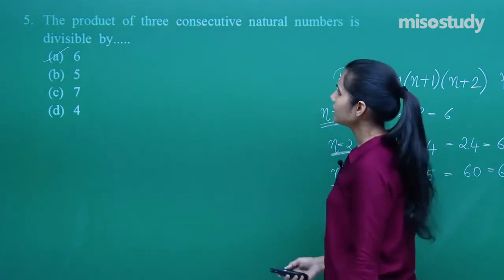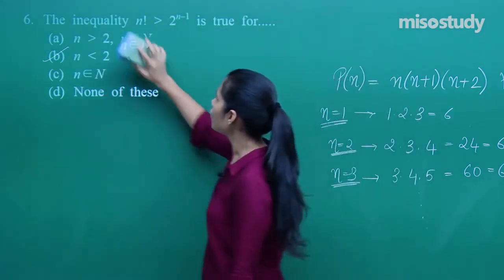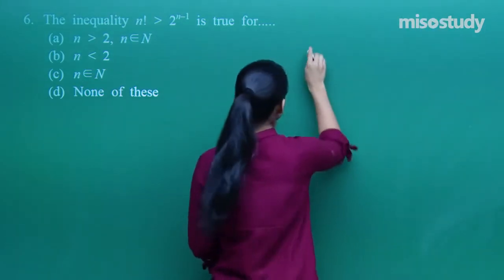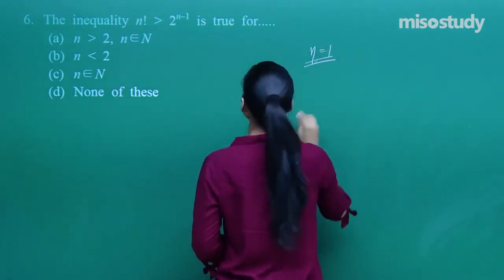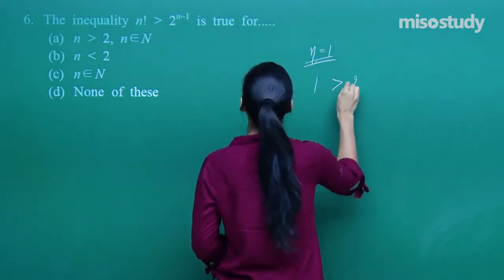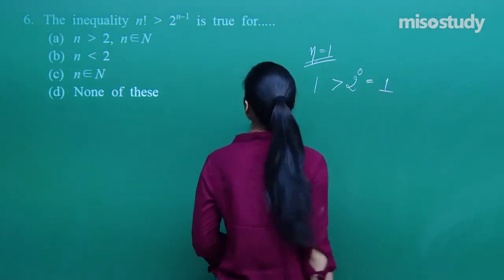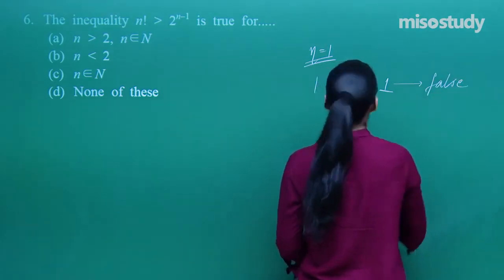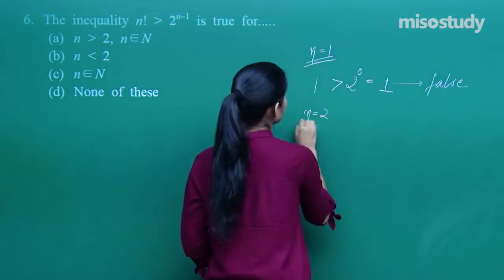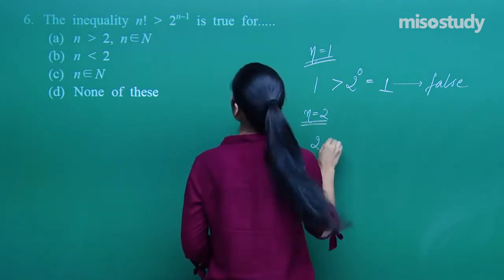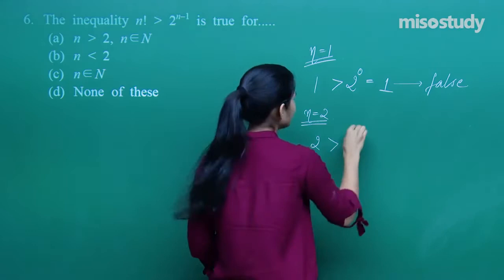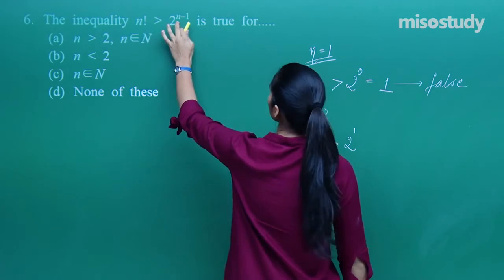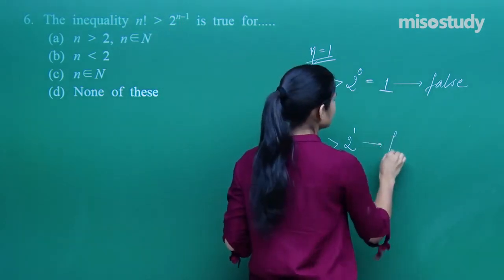Okay? Moving to the next question, we have this inequality. It is true for what all values of n? Let's try for n equals 1 first. If I put n equals 1, you get 1 factorial, which is 1, is greater than 2 to the power 1 minus 1, which is 2 to the power 0, which is 1, and this is false. Right? For n equals 2, this becomes 2 factorial is greater than 2 to the power 2 minus 1. 2 factorial, which is 2, is greater than 2 to the power 2 minus 1, which is 2, and therefore this is again false.